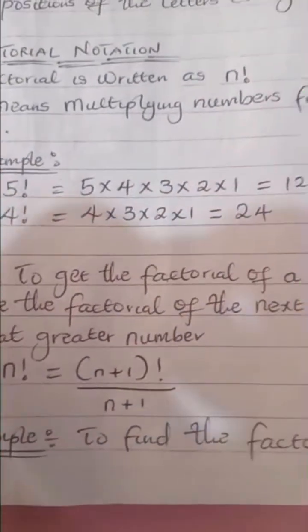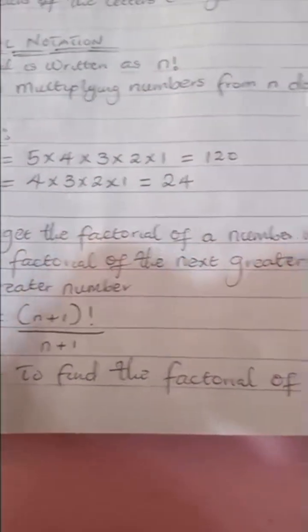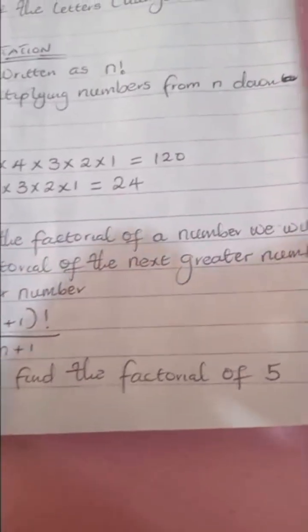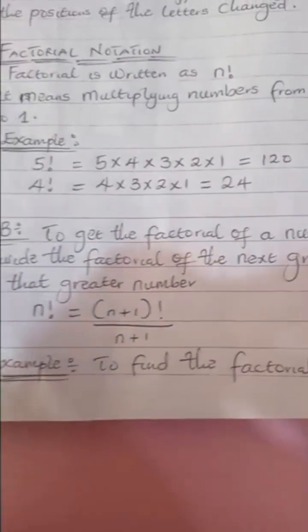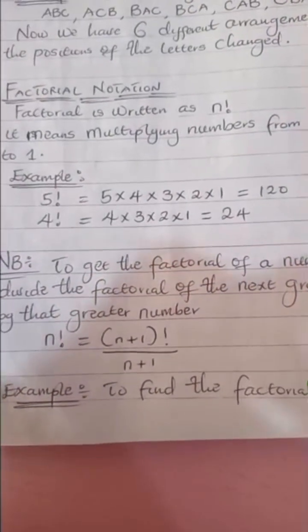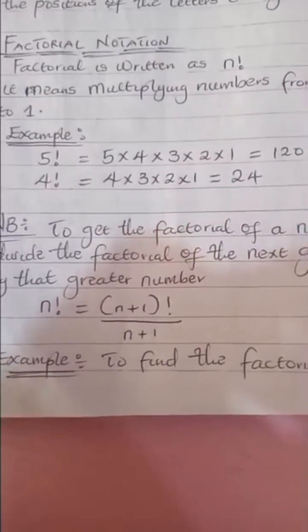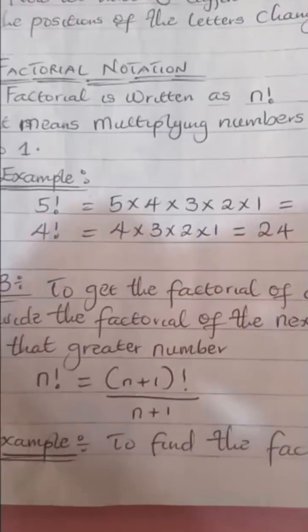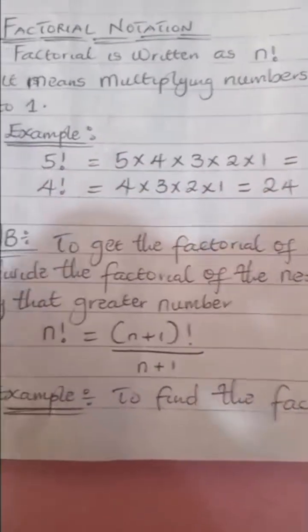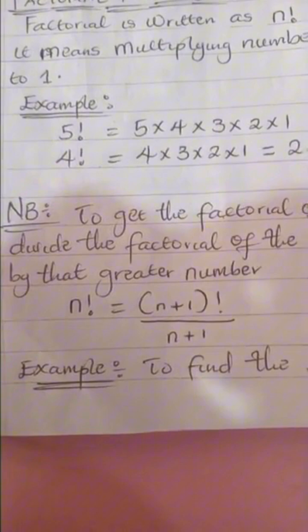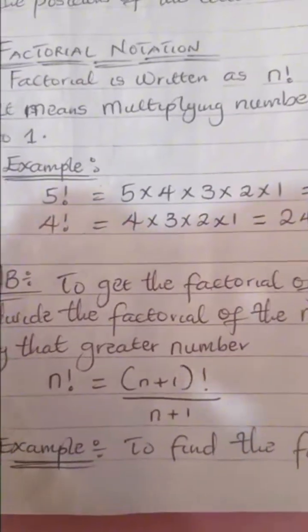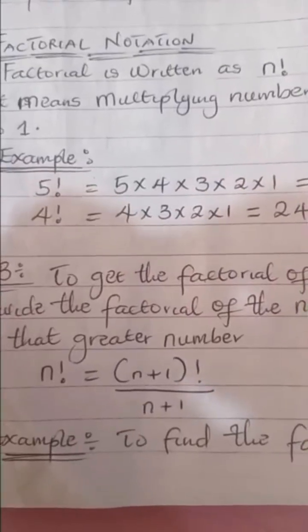Note, look at this. To get the factorial of a number, we divide the factorial of the next greater number by that greater number. What it means is n factorial is equal to (n plus 1) factorial all over n plus 1. It means if we are looking for the factorial of a number, we need to look for the number that is next greater than that number by 1 and divide it by that number.